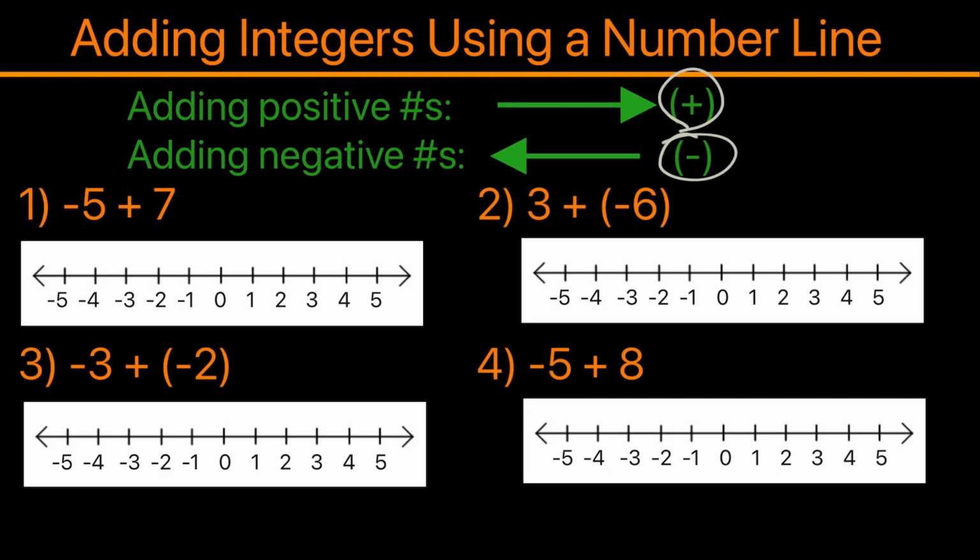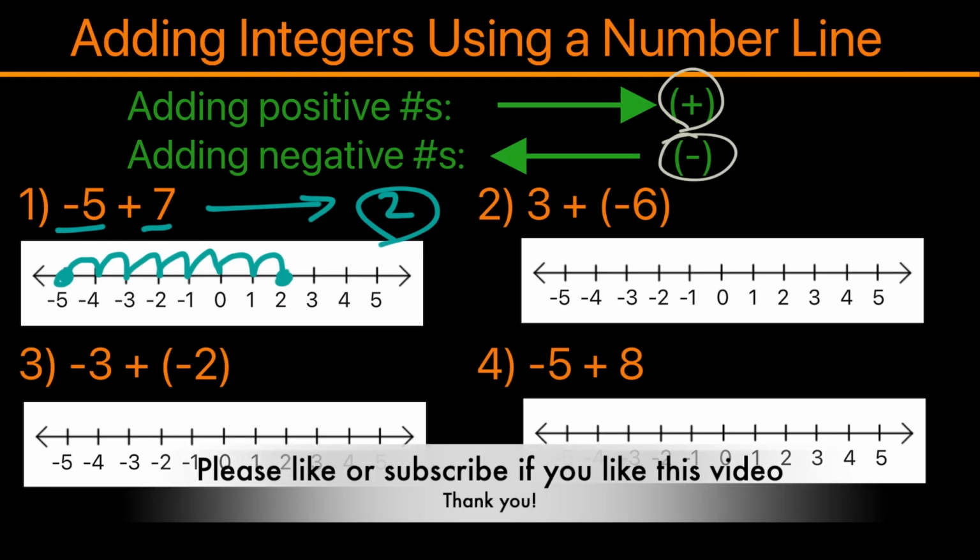For the first example, we have -5 plus 7. So that tells us the starting point is going to be -5. So we place -5. And since we're adding 7, that means the value is increasing and we're going toward the right direction. So we'll go 7 spaces toward the right. That would be 1, 2, 3, 4, 5, 6, 7. So we'll end up at 2. So that would be the answer for number 1.